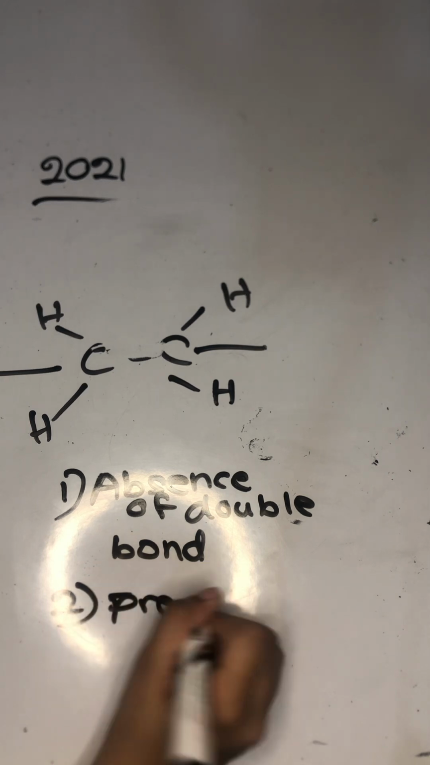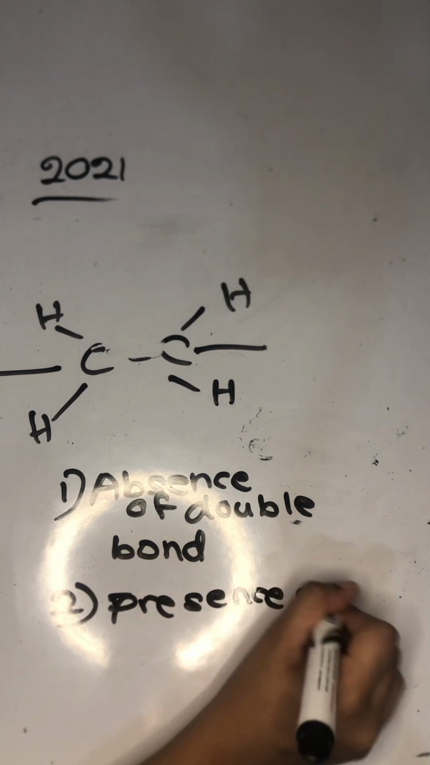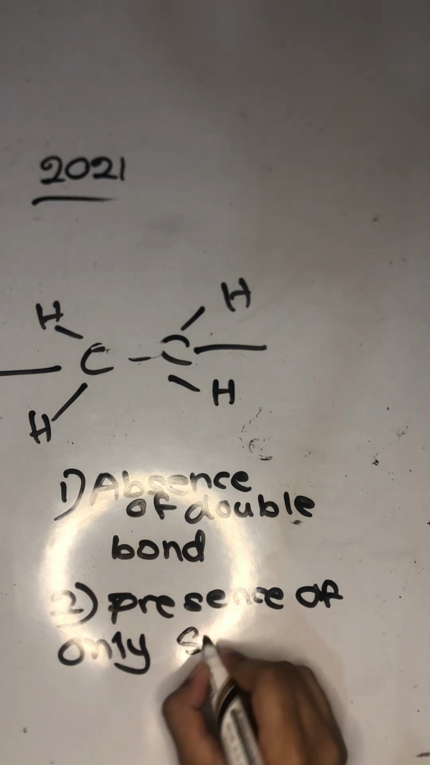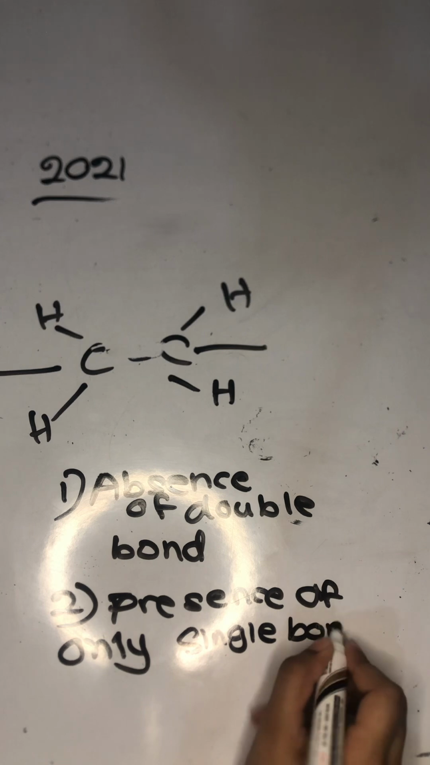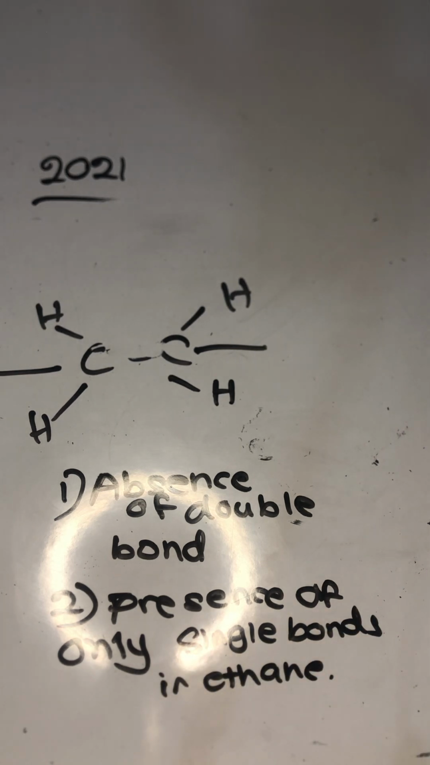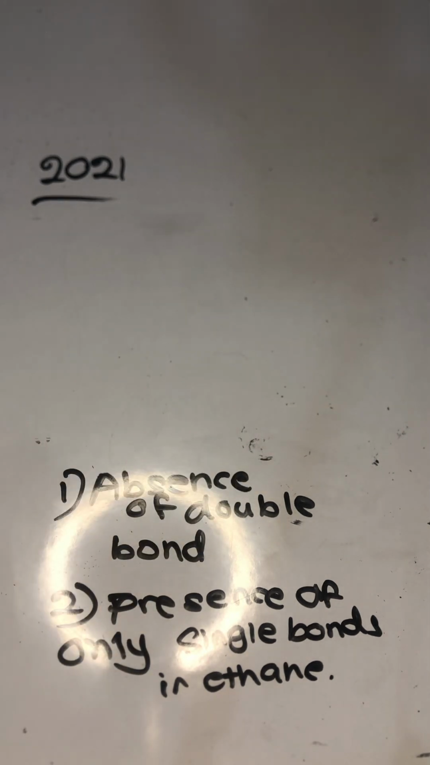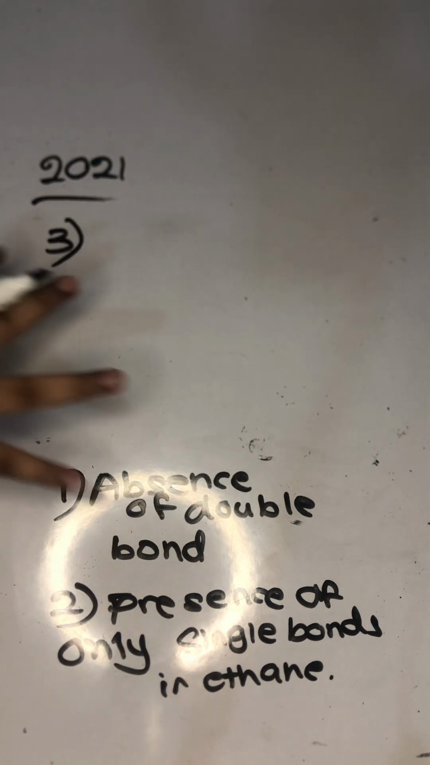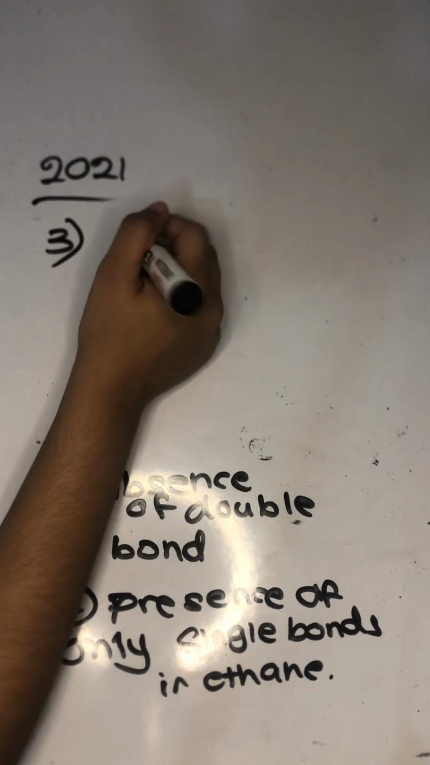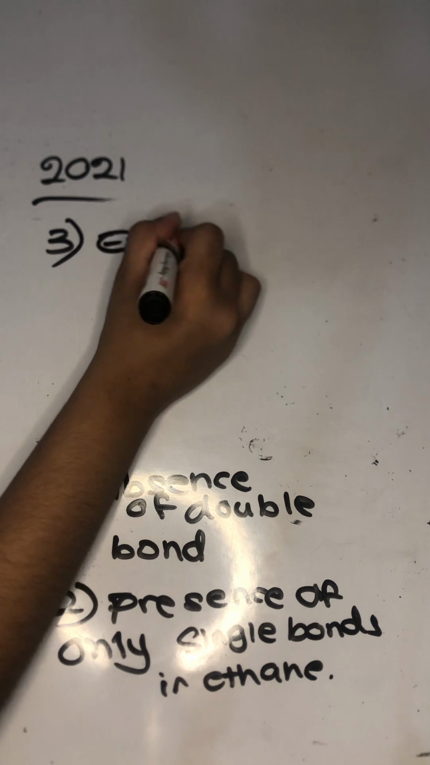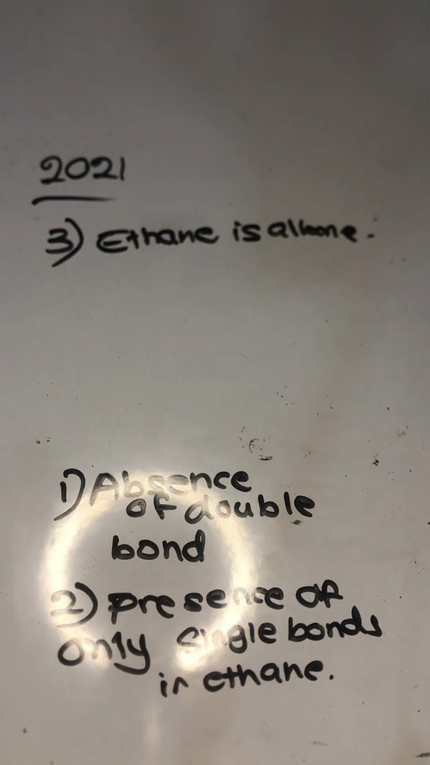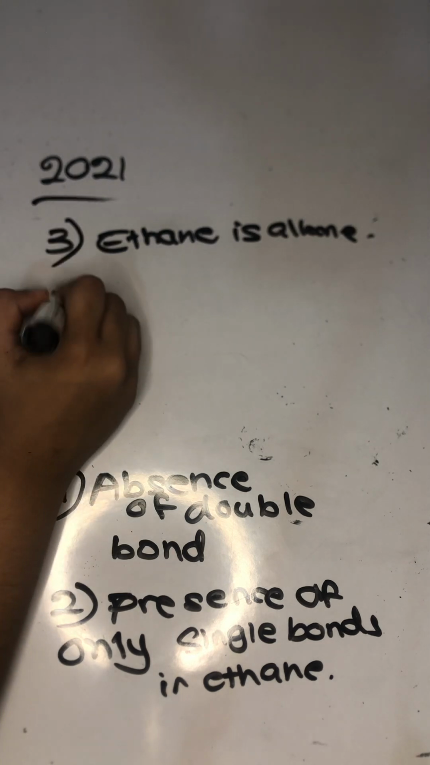That means presence of only single bonds in ethane, right? So I'm putting 1, 2, but you can write one of these, okay? Or you can say ethane is an alkane, but that's a very vague answer. I would prefer if you say absence of double bonds or presence of only single bonds. Another answer that you can say is ethane is an alkane. Another answer that you can also say is presence of double bond in ethene.